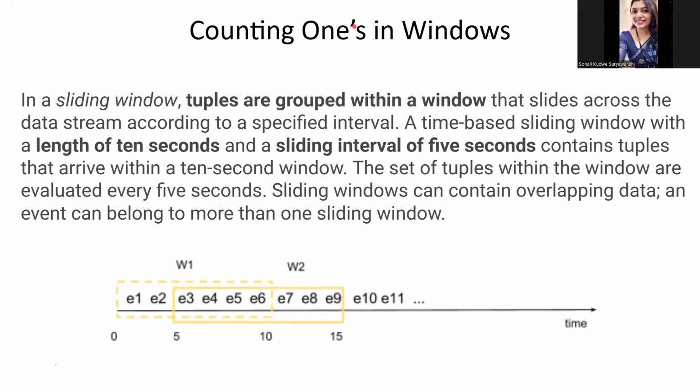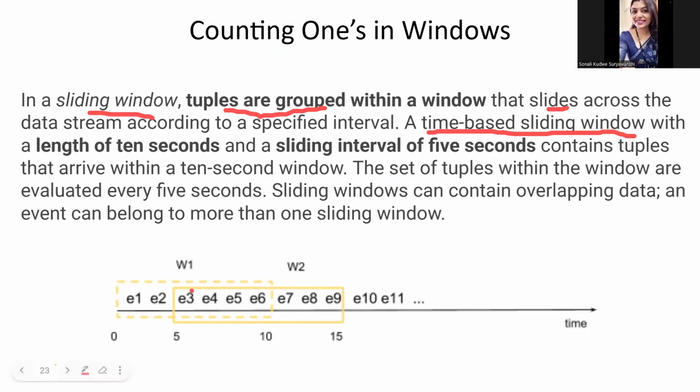Before moving to the DGIM algorithm, we need to understand the concept of a sliding window. What do we mean by a sliding window? A sliding window is used to count the ones in a window, which is nothing but a window in which we have grouped the tuples together. This window is a sliding window, so it is basically sliding across the data stream with a specified interval. It is also called a time-based sliding window, and it has a particular length.